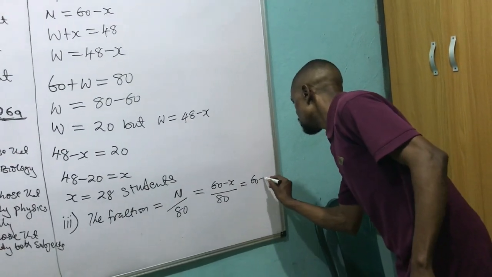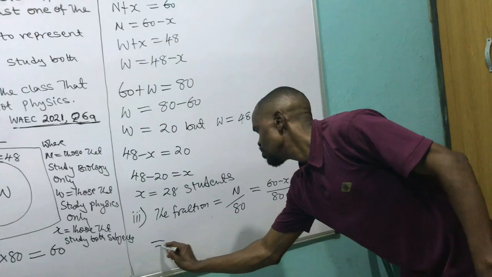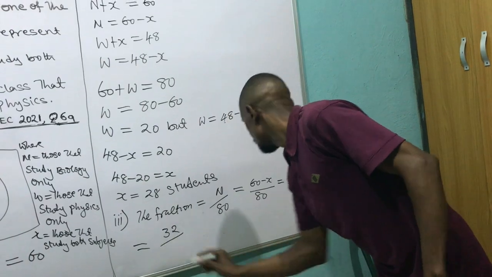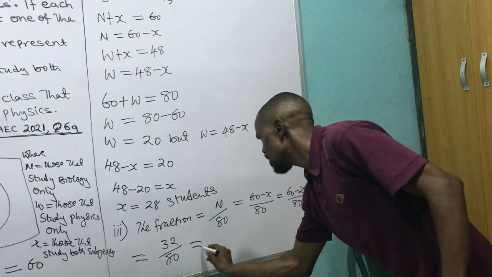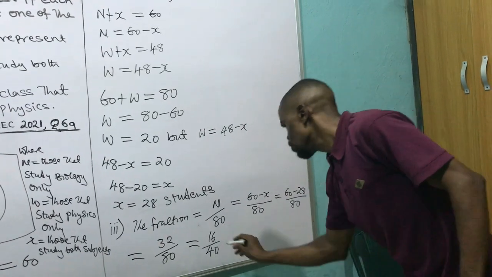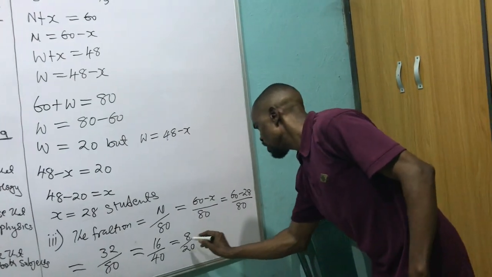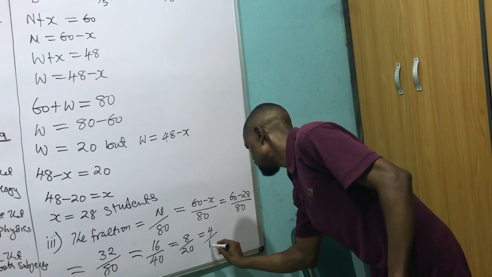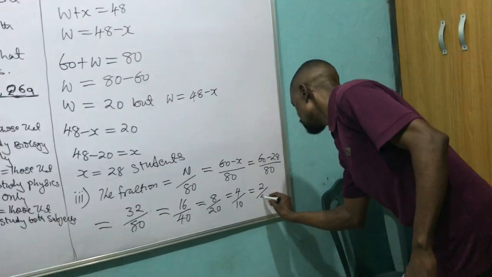That becomes 60 minus 28 all over 80. Then the fraction should be 60 minus 28, which will give me 32 over 80. And this 32, 2 can go into 32 to give me 16. 2 can go into 80 to give me 40. Then 2 can go into 16, which will give me 8. 2 can go into 40, which will give me 20. 2 can go into 8 to give me 4. 2 can go into 20 to give me 10. 2 can go into 4 to give me 2. And into 10 will give me 5.